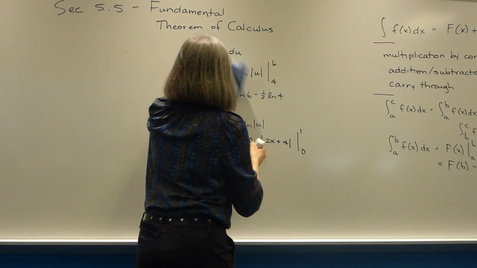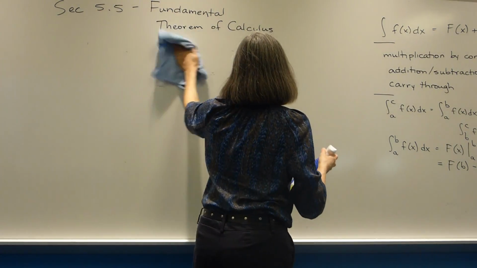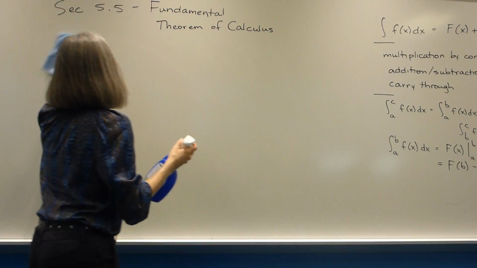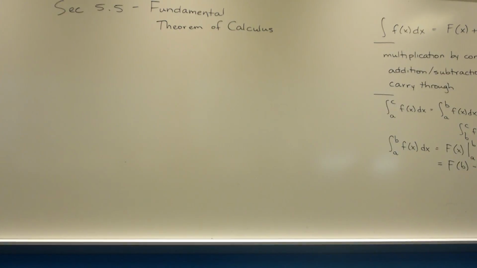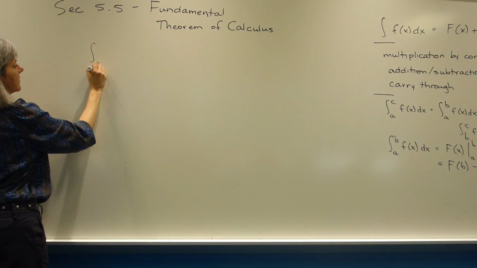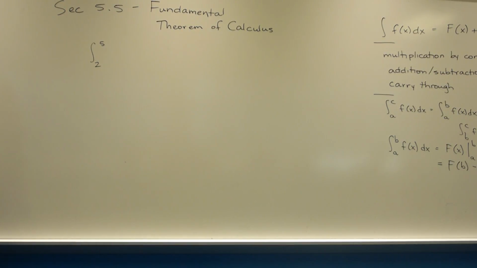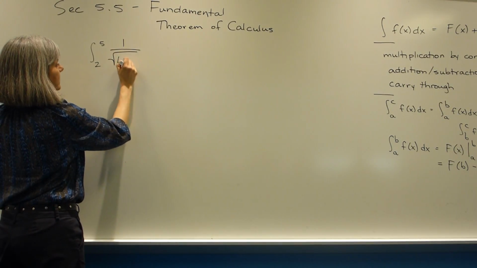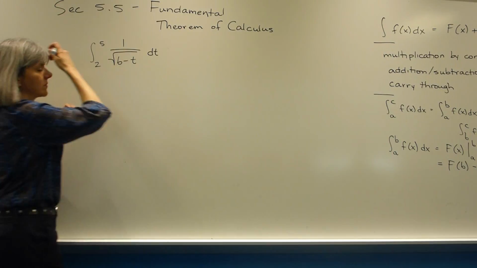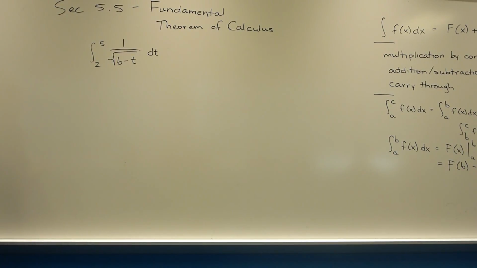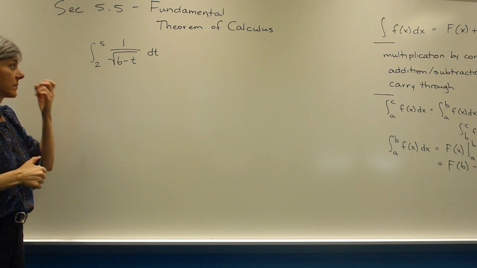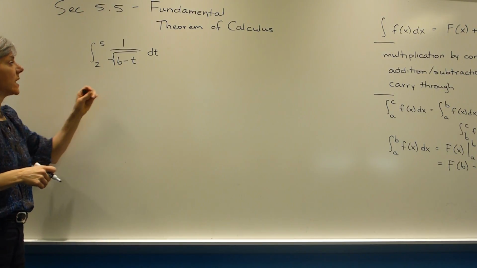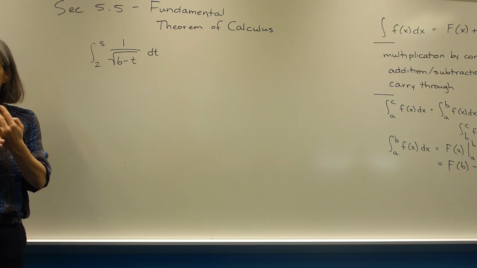Actually, we'll do 2 word problems. Okay. All right, so let's do this one. From 2 to 5 of square root of 6 minus t in the denominator. So, is it a basic?